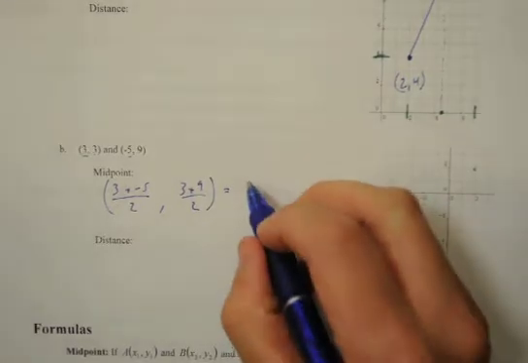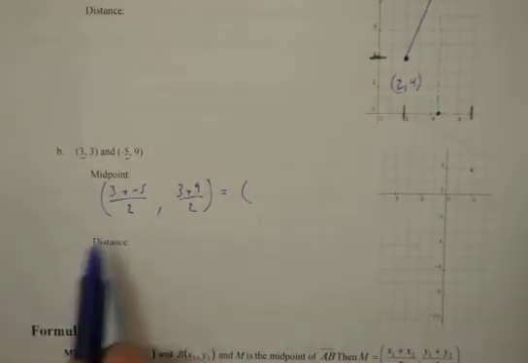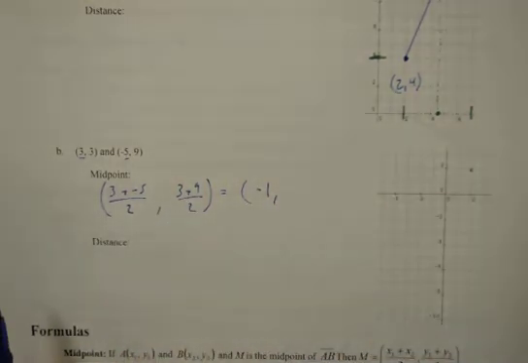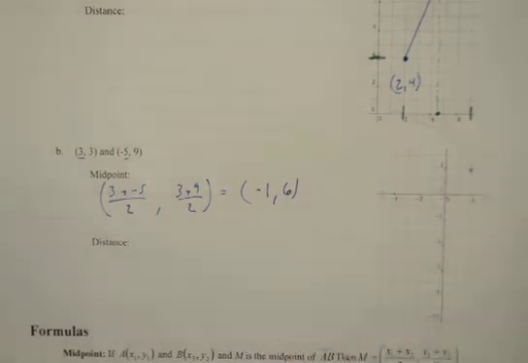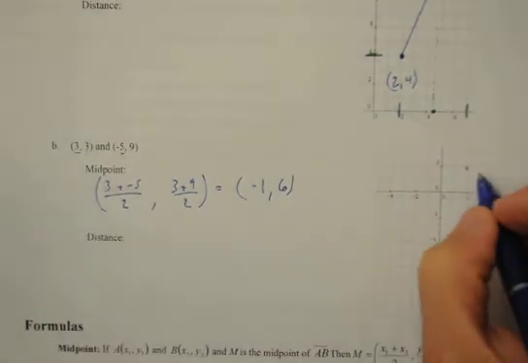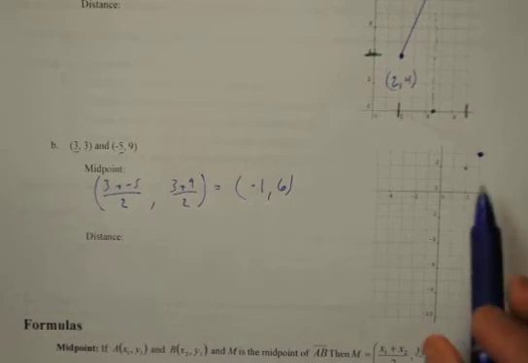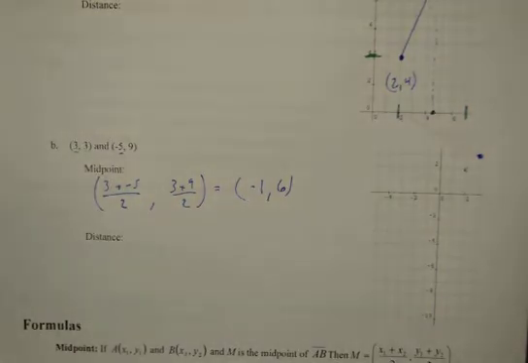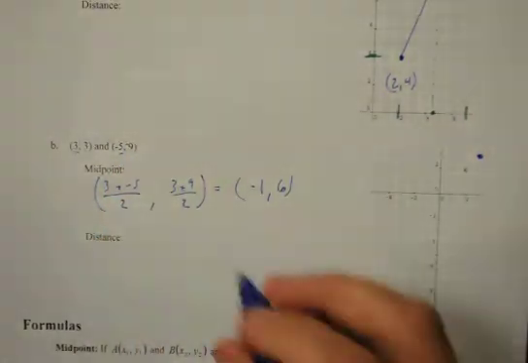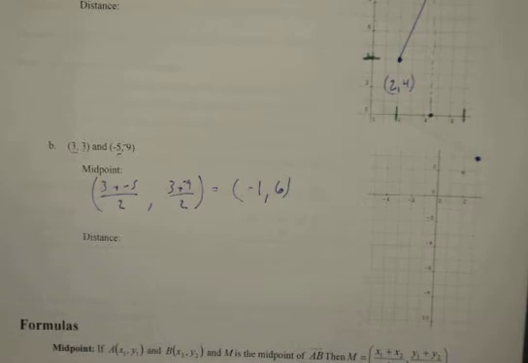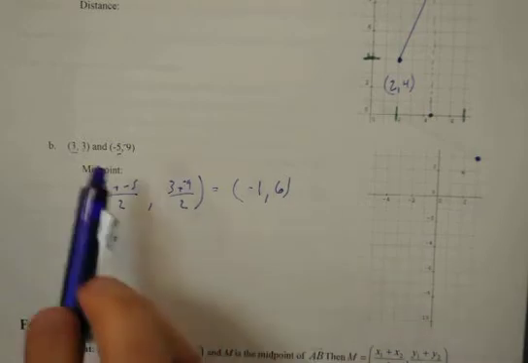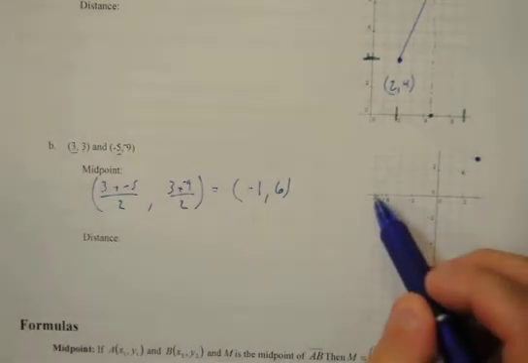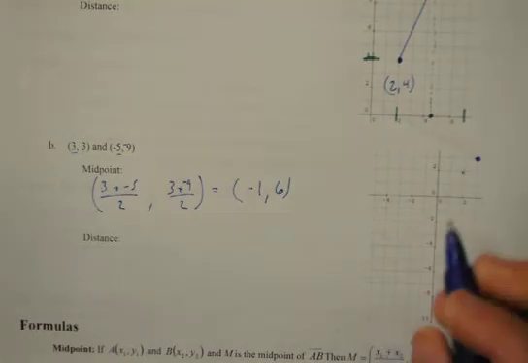Okay. So 3 plus negative 5 is negative 2. Negative 2 divided by 2 is negative 1. 3 plus 9 is 12. 12 divided by 2 is 6. Now let's see if that makes sense on the graph. This is the point 3, 3. And this is the point negative 5. I can't go up to 9, can I? You know what? I'm going to change that to a negative 9 because I can graph it that way. I'm so sorry. Negative 9, that happens. So negative 5, negative 9, because I couldn't graph it before.